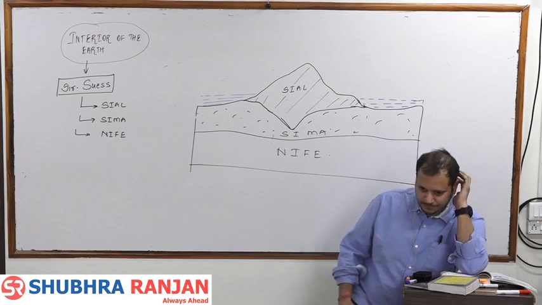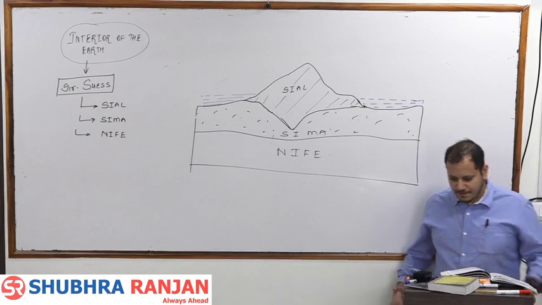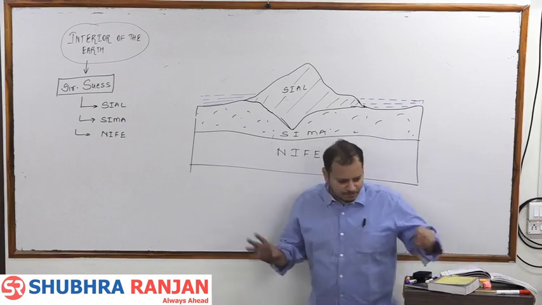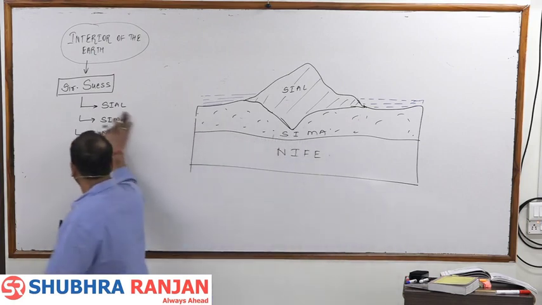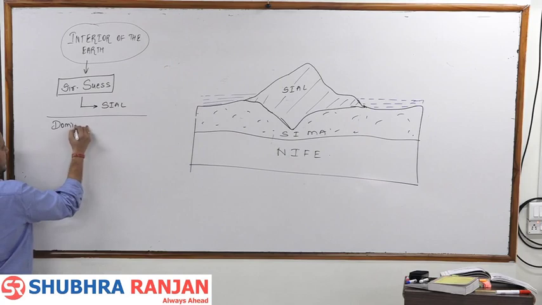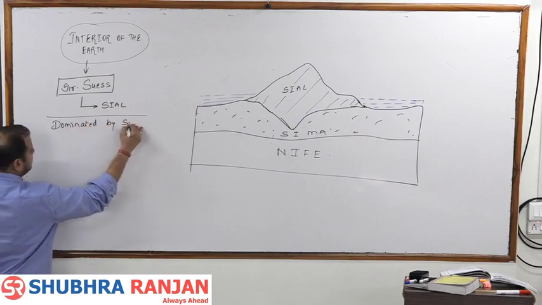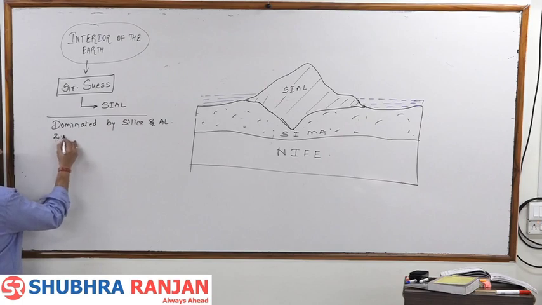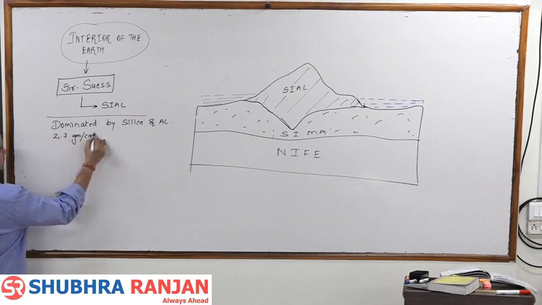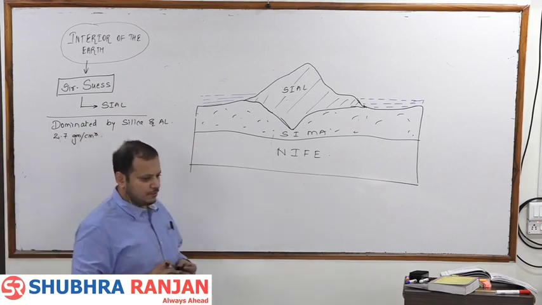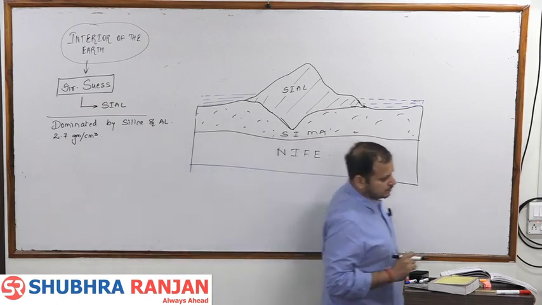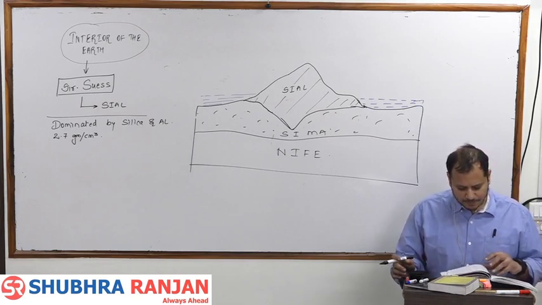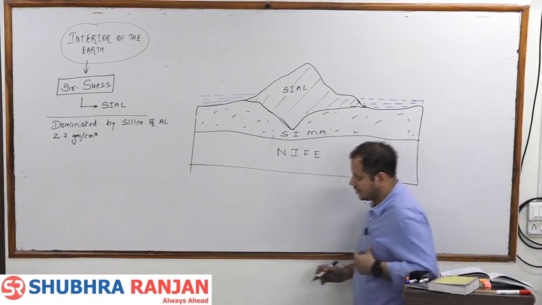Sial layer. It is dominated by silica and aluminum, having an average density of 2.7 grams per centimeter cube.